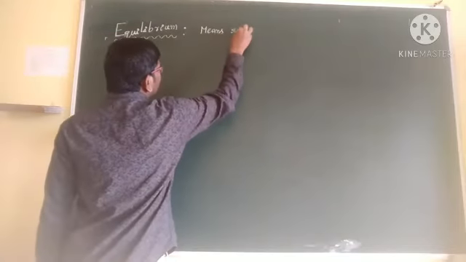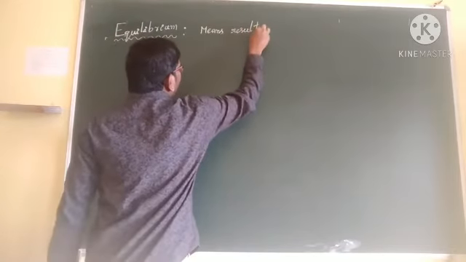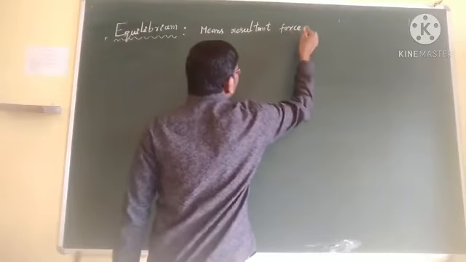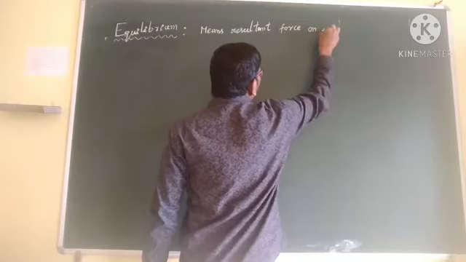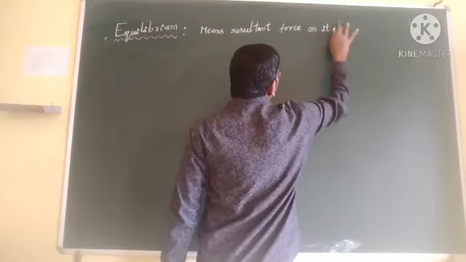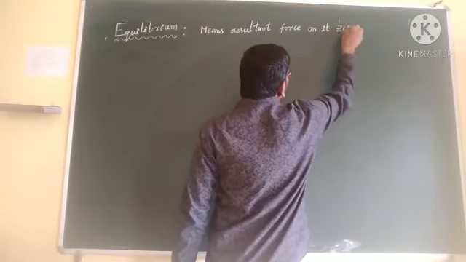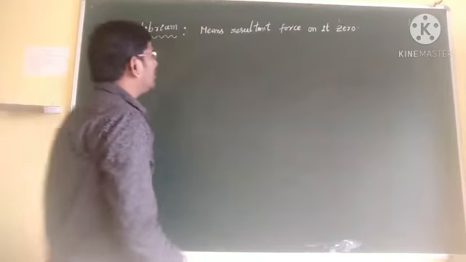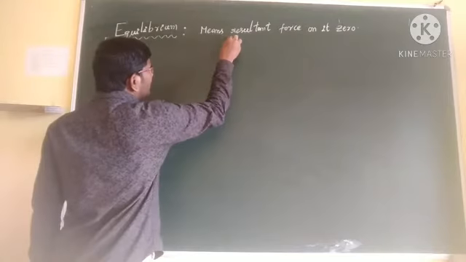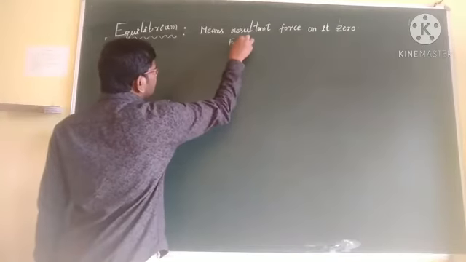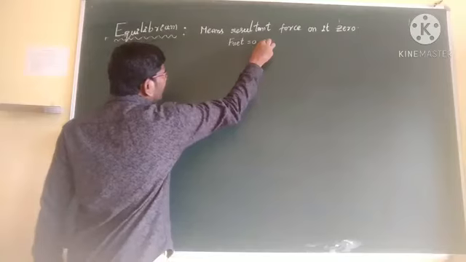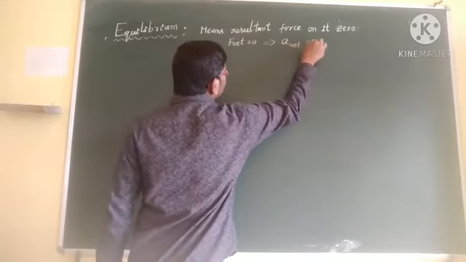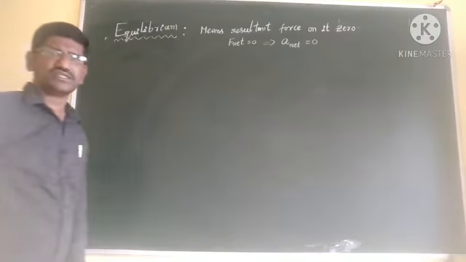So equilibrium means the resultant force on it is zero. The resultant force on it must be zero. So resultant means F net is equal to 0. That implies A net is equal to 0. Net acceleration is equal to 0, or simply you can call acceleration is equal to 0.